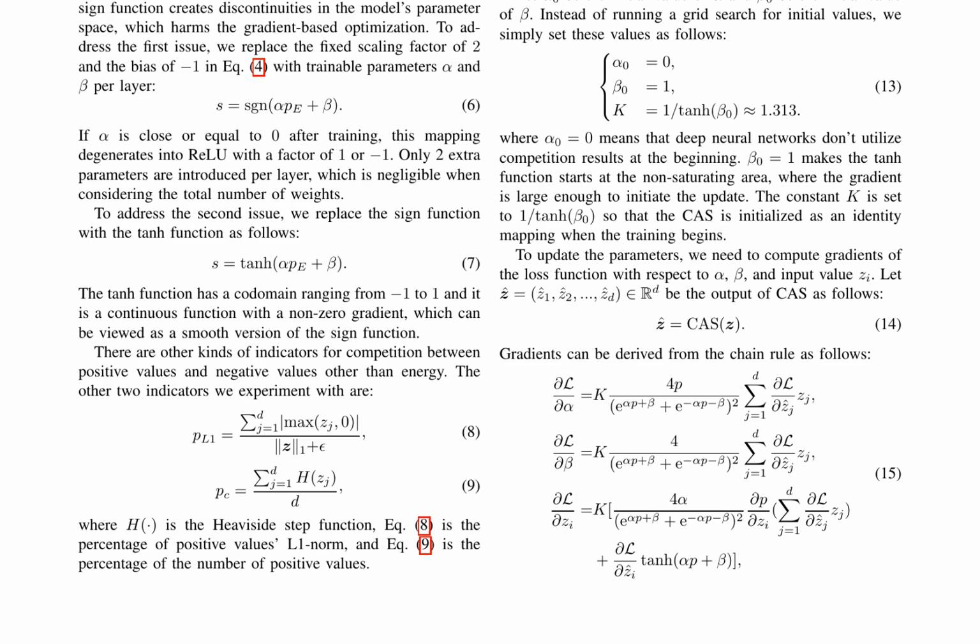The authors also discuss working with batch normalization, BN, which is widely used in convolutional neural networks. They define a BN CAReLU function that places CAS before BN to improve compatibility. The gradients of the competition-based adaptive scaling are derived from the chain rule, with initial values for alpha, beta, and k set to ensure that the CAS starts as an identity mapping at the beginning of training.